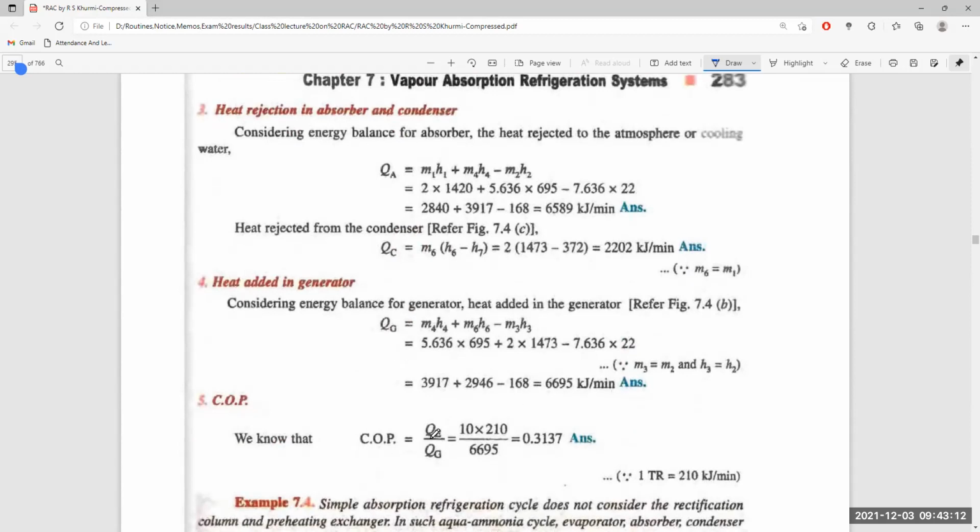So the COP is heat absorbed divided by heat added in the generator, 10 into 210, where 10 is the capacity multiplied by 210 kJ per minute of heat required per ton, divided by the heat required by the system, which is equal to 6.65. That is equal to 0.3137. This is the answer.